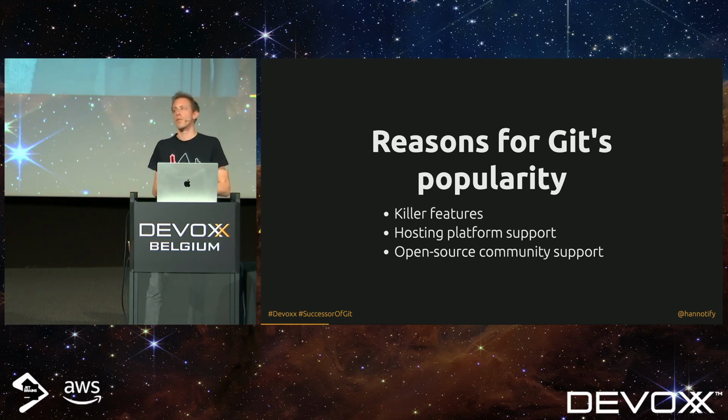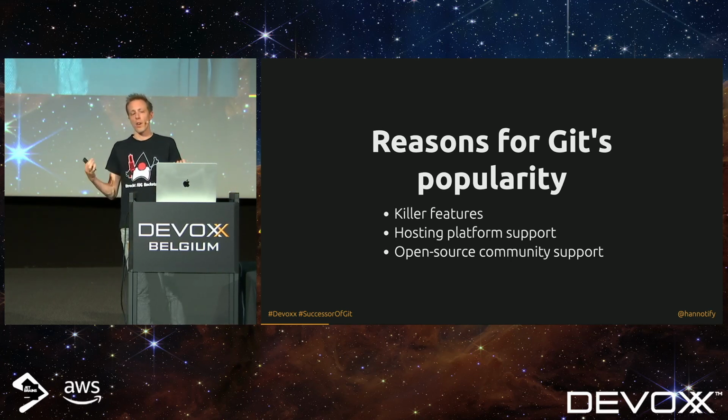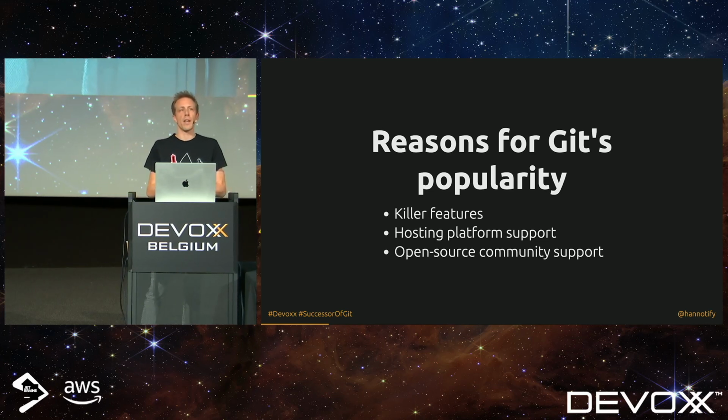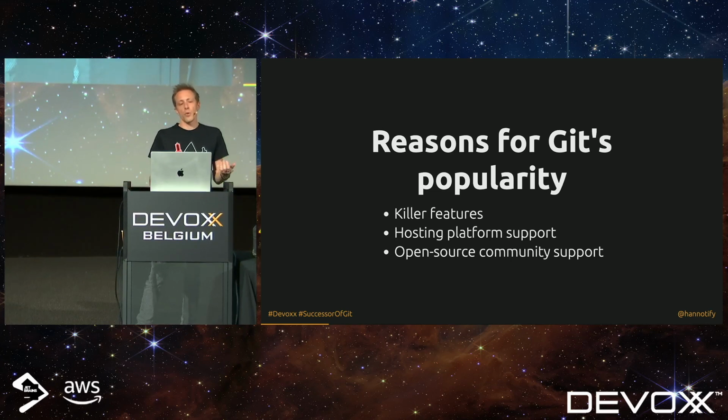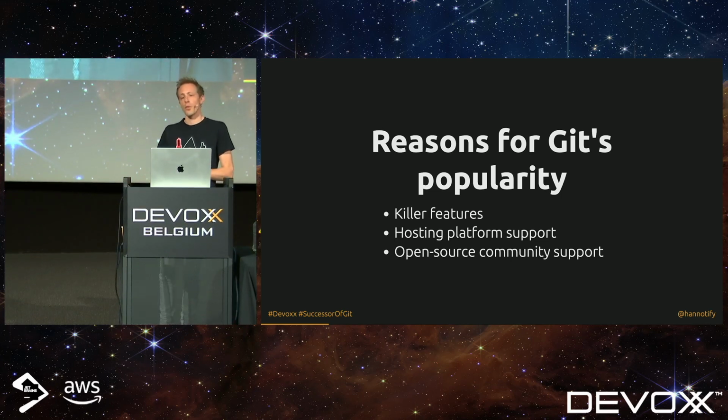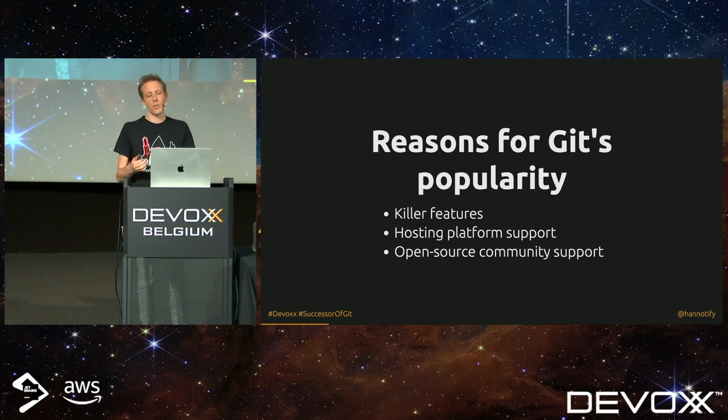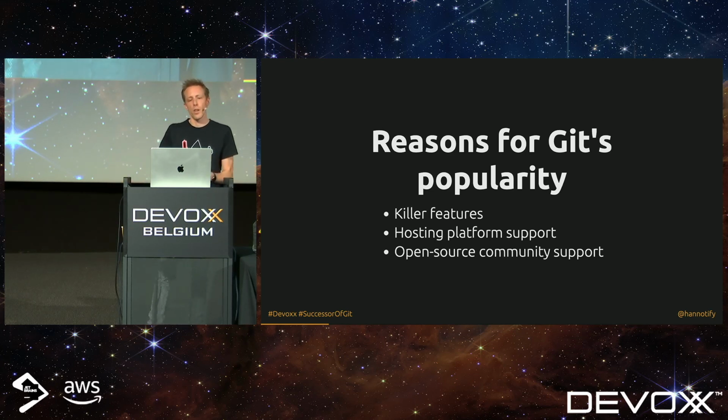Hosting platform support for Git is, of course, superb. I mean, there are 18 different websites that offer public Git repositories as of 2022. And open source community support is also an important reason, I think. Git has been the driving force behind global open source development, with contributors spread across the globe.